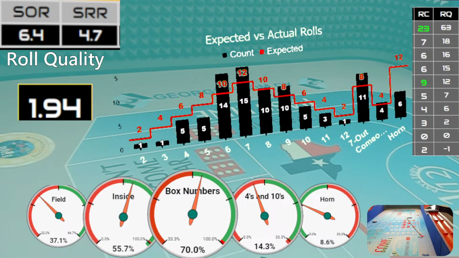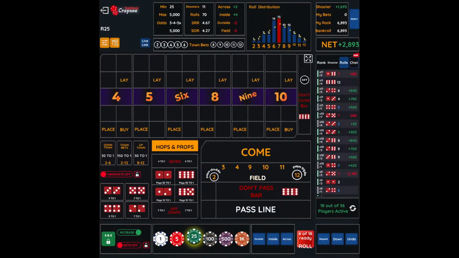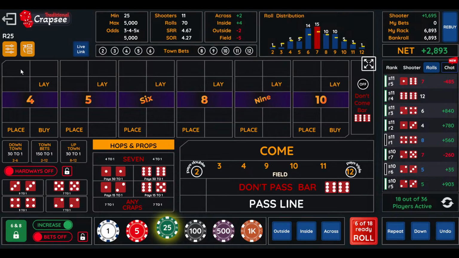Boxes were at 70, 55 inside, 4s and 10s low. Horns very low. 6s and 9s against, but 7 outs were just kicking my ass. 4.7 SRR, SR 6.4, so yeah. I'm so sorry guys. Let's go to Crapsee. I am so sorry if people were not making money.